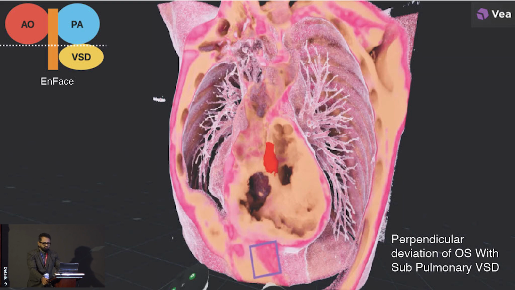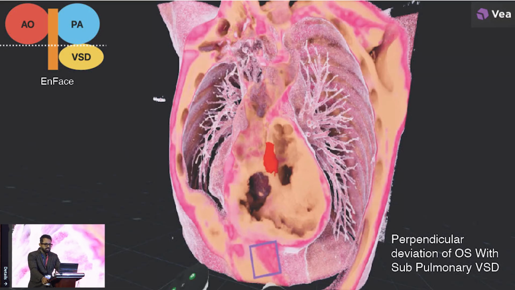Here is an example of a virtual dissection of a case where you can see that the outlet septum, which is labeled in red, is malaligned in a perpendicular fashion, and the ventricular septal defect is to the right of the malaligned septum, and the aorta is directly overriding it.